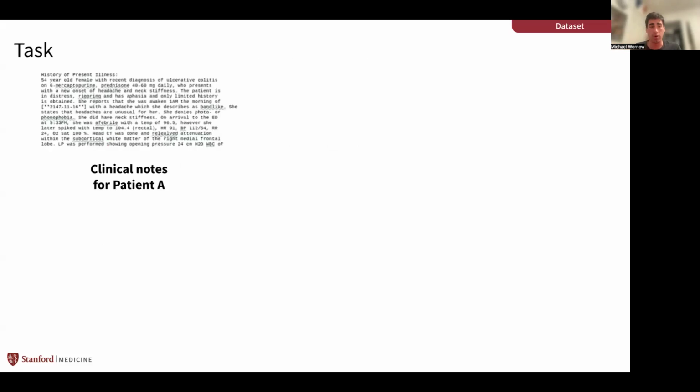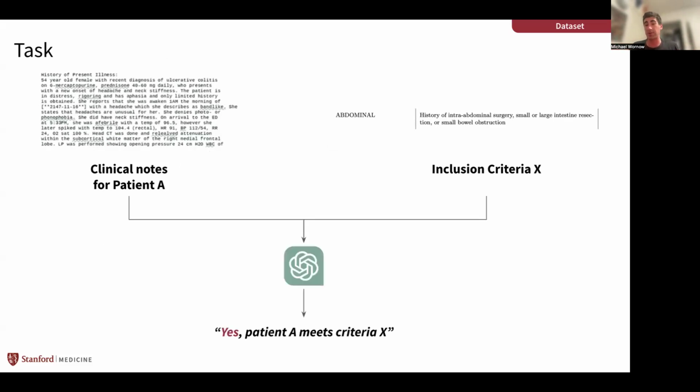And so just to summarize what the exact task is, basically you have clinical notes for your patient on the left-hand side, you have your inclusion criteria on the right-hand side. Both of these are specified in text. So, the clinical note, obviously that's text. Your inclusion criteria, there's some brief, one sentence definition associated, like, history of intra-abdominal surgery. And then the task is basically you feed both of these pieces of text into a large language model and have the model output either yes, the patient meets the criteria, or no, they do not. And it's that simple. Basically, because both of these inputs are expressed via text, we can just feed them directly through the large language model and get a yes or no output as well.